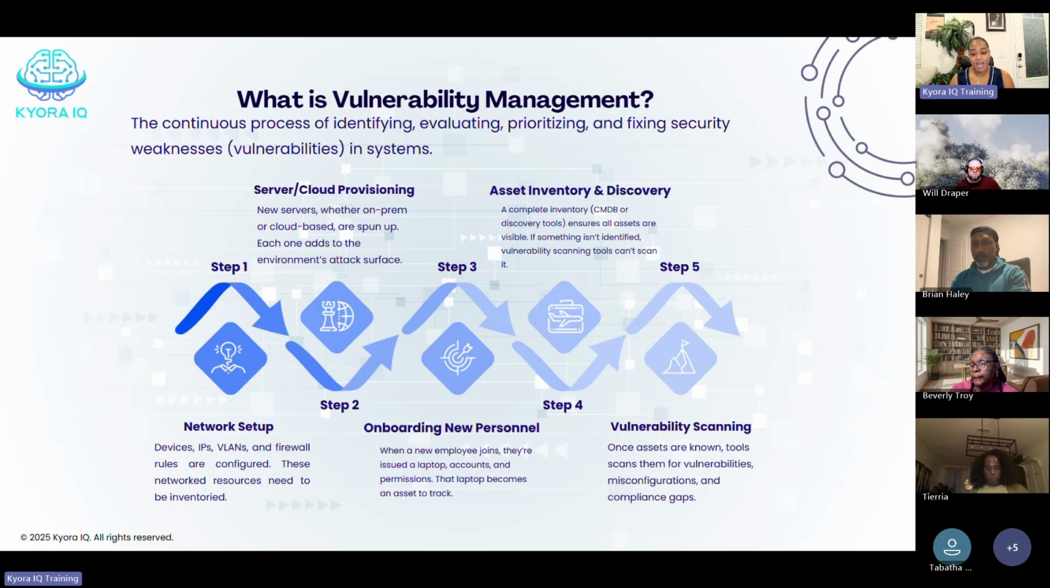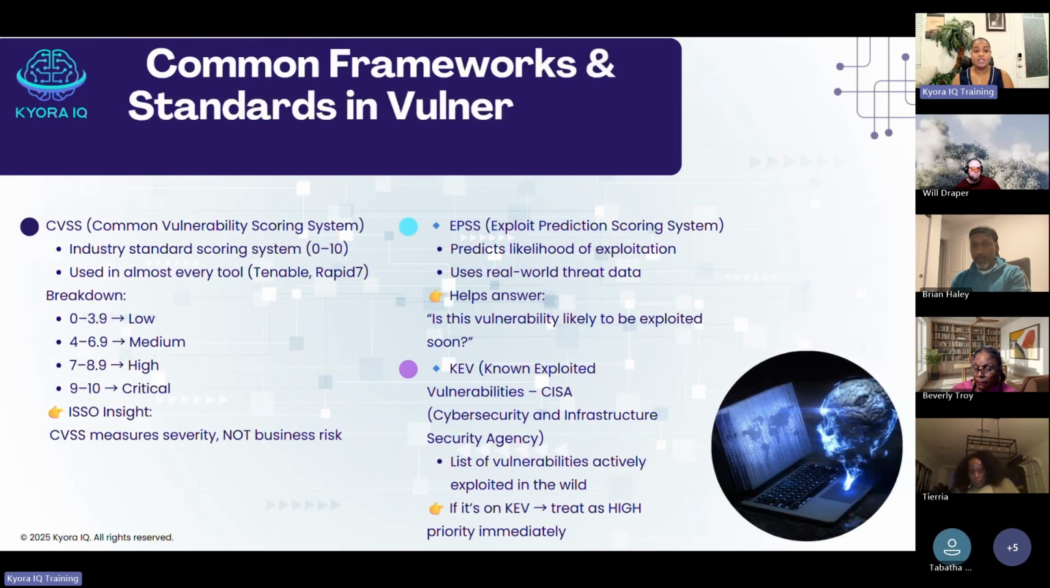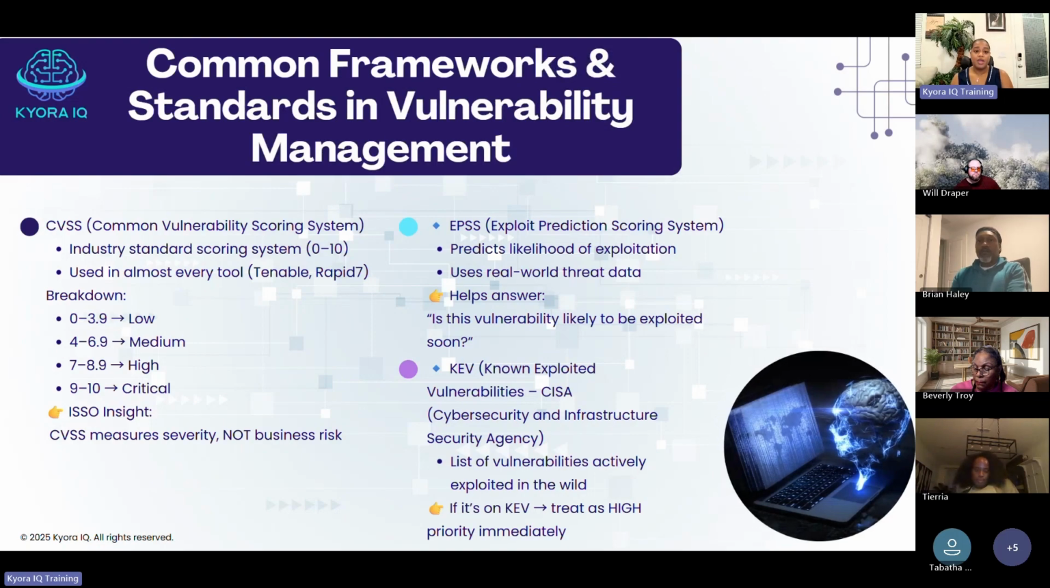And then step five would be your vulnerability scanning tools. Once assets are known, vulnerability tools such as Rapid7 or Tenable scan the assets for various vulnerabilities. That's how it goes from setup, infrastructure, all the way through to an ISO. This is why I say it's important to understand the infrastructure setup, so that you understand how it gets to you at the end of the day, right?